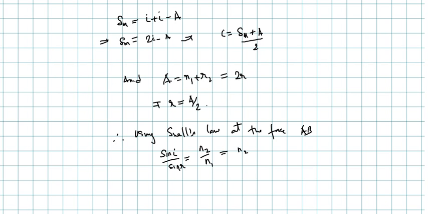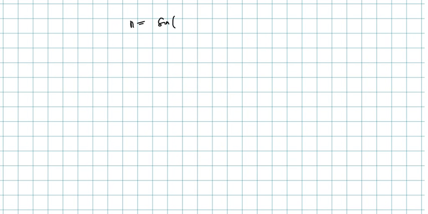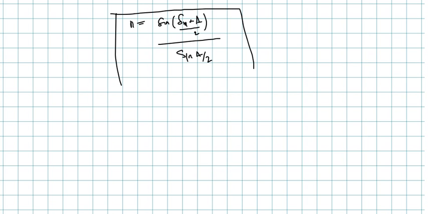Then, so we can write N will be equal to sine of I, which is how much? Sine of (delta m plus A) by 2 divided by sine of A by 2. This is the refractive index. This is the relation between refractive index, angle of minimum deviation, and prism angle.